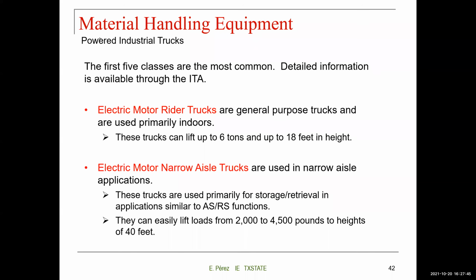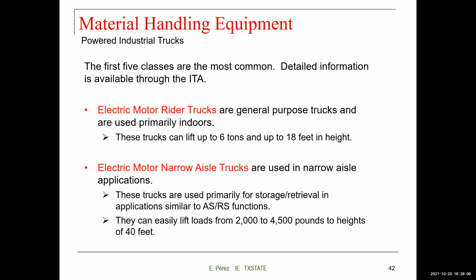In terms of powered industrial trucks, the first 5 classes are the most common. And again, the detailed information is available in the ITA. Electric motor rider trucks are general purpose trucks and are used primarily indoors. They can lift up to 6 tons and up to 18 feet in height.